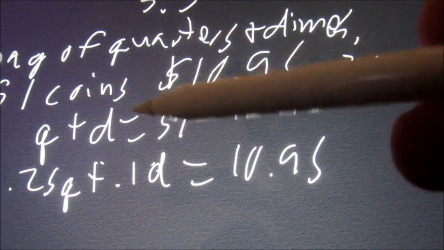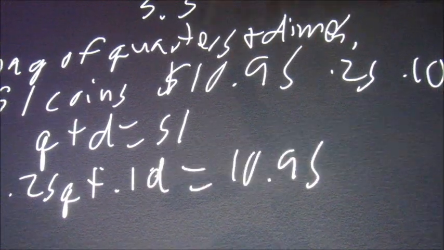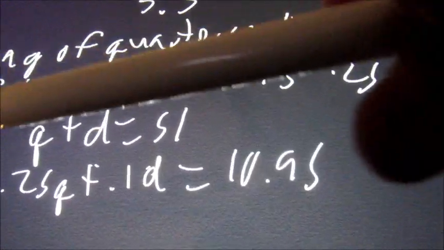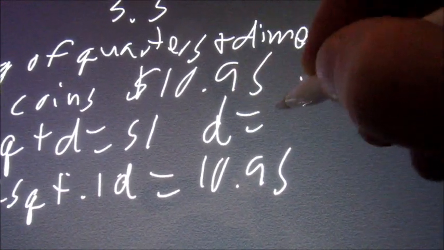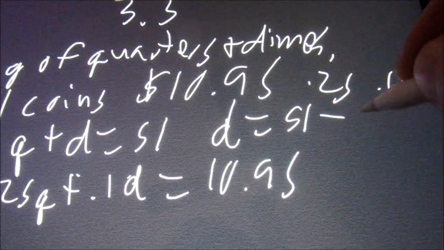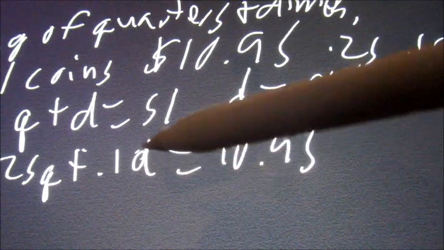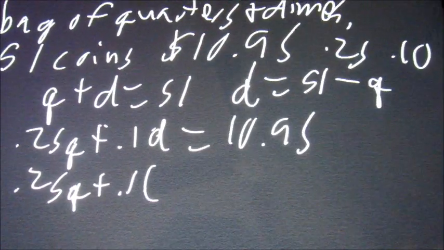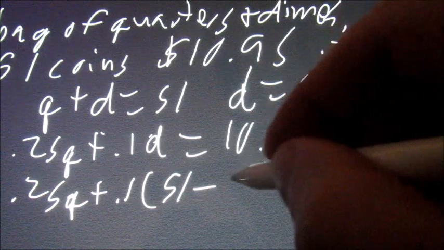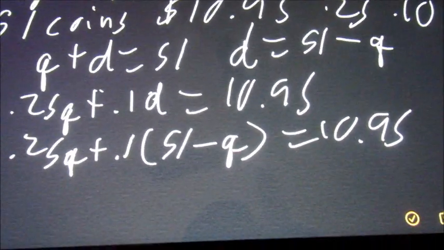So what I'm going to do is solve for D, and the reason I'm going to solve for D is because 0.1 is easier to multiply everything by than 0.25. So D equals 51 minus Q. So I'm going to put this 51 minus Q in for D. So it's 0.25Q plus 0.1 in parentheses 51 minus Q equals 10.95.